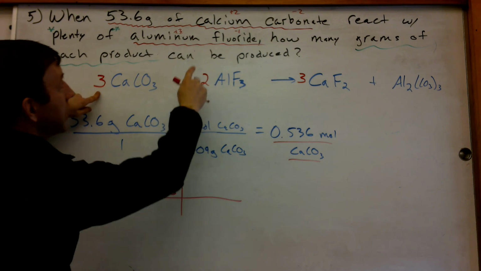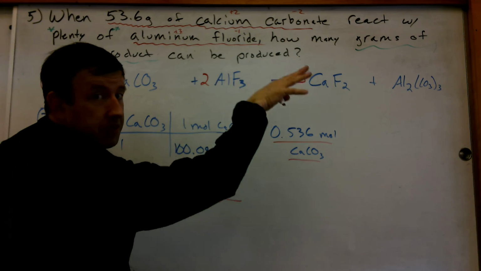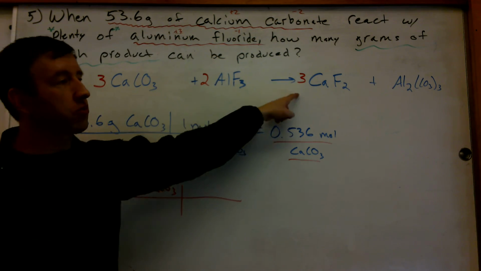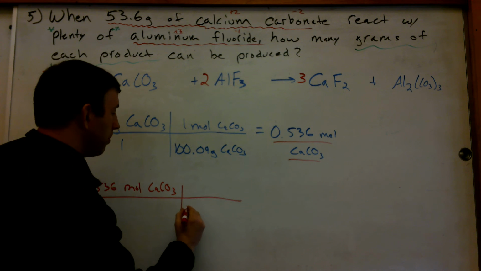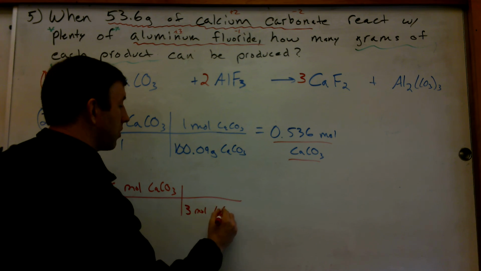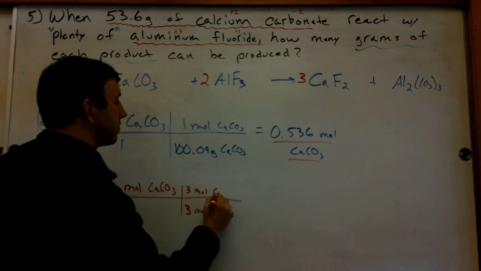All right, so again, I've got plenty of aluminum fluoride, so that's not a number that's going to limit how much I get on this side. It's the number I'm getting here, okay? So in this case, it's a 3-to-3 ratio, right? But just for the sake of logic here, it's 3 moles calcium carbonate convert to 3 moles of calcium fluoride.